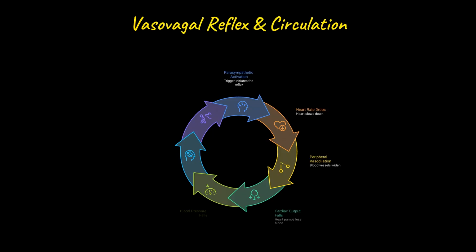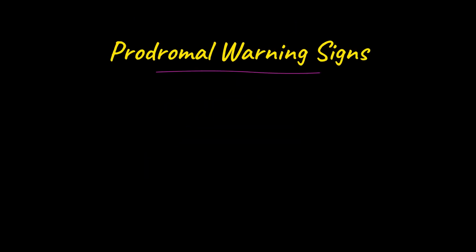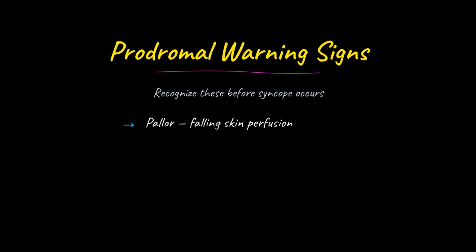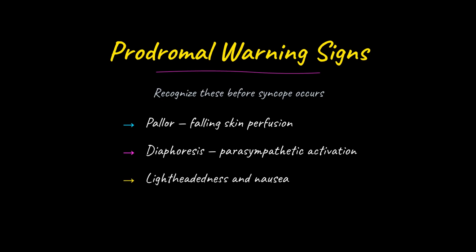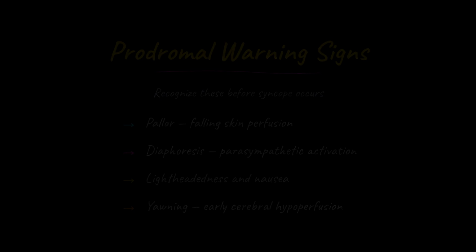The vasovagal reflex slows the heart and dilates peripheral vessels at the same time. Cardiac output drops, blood pressure falls, and cerebral perfusion follows. Pallor reflects falling skin perfusion, while diaphoresis signals parasympathetic activation. These warning signs come before consciousness is lost. Acting on these prodromal signs is the entire goal. If you recognize pallor, diaphoresis, lightheadedness, or yawning and respond immediately, the syncopal event never completes, and the risks of a fall and needle injury are avoided entirely.